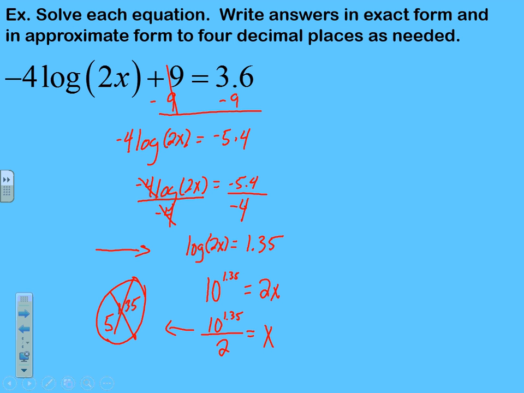So on your calculators, say 10 to the 1.35 power, hit enter, and then whatever that is, divide it by 2. And here, x rounded to 4 decimal places will be 11.1936. So there is the final solution.